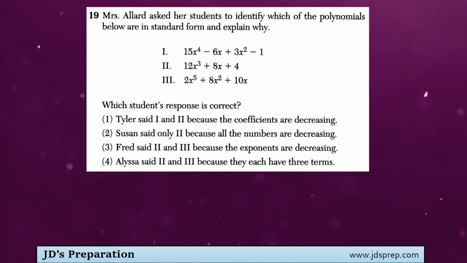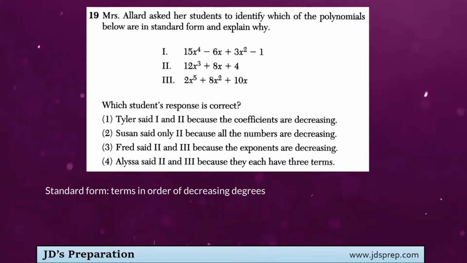This question is fairly straightforward as long as you're familiar with what standard form of a polynomial means. Essentially, standard form of a polynomial means that in order from left to right of each term, the degree of each term is decreasing, starting with the highest degree to the lowest.